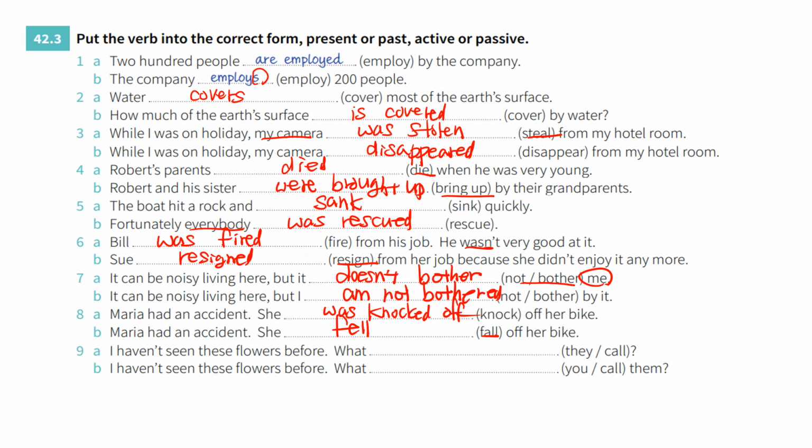I haven't seen these flowers before. So this is a flower and then the object but using subject here. What are they called? I haven't seen these flowers before. What do you call them? What do you call them?